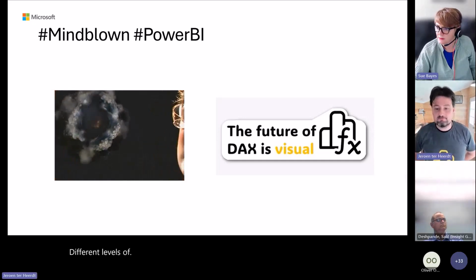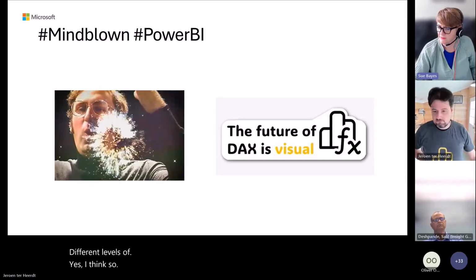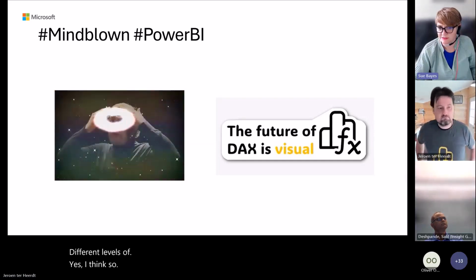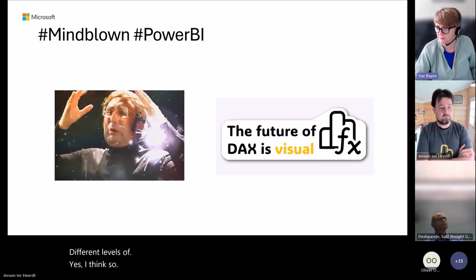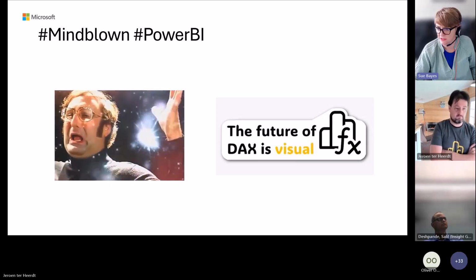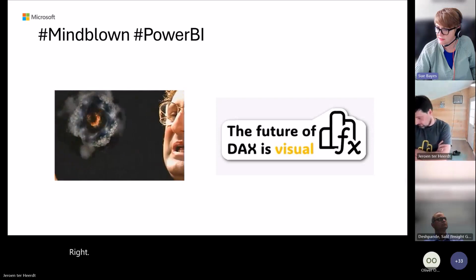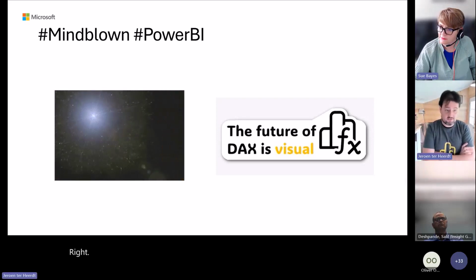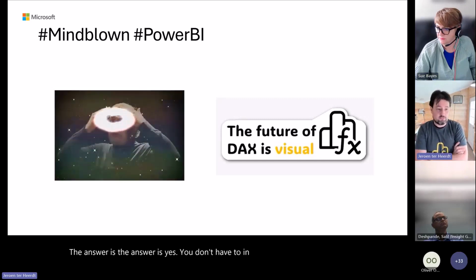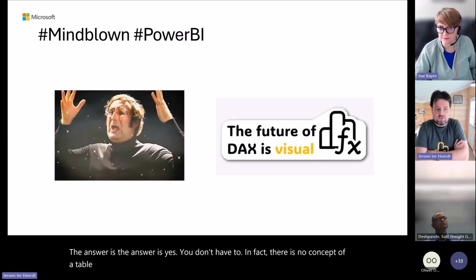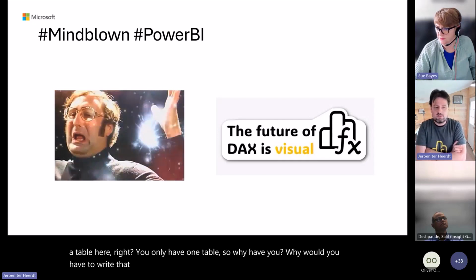Yes, I think so. Henrik said, do you write Visual Calc using the column names without the table prefix? Because of course, best practice is if it's a column, then you have table name column. Measure, you just use the measure name. So there was a little bit of conversation about that, but the answer is yes. You don't have to. In fact, there is no concept of a table here, right? You only have one table, so why would you have to write that table, right?